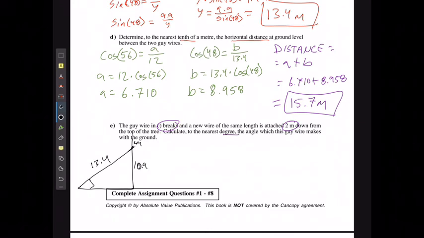And I'm solving for the new angle, x degrees, that exists here. Well, I have my opposite and I have my hypotenuse. So sine of x is going to equal 10.9 over 13.4, which means that x degrees is going to equal sine to the negative 1 of 10.9 over 13.4, which is now going to equal 54 degrees.